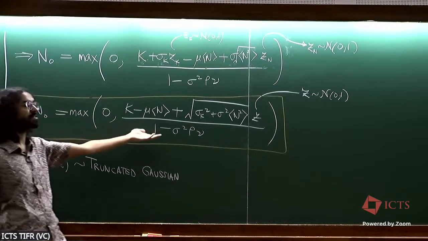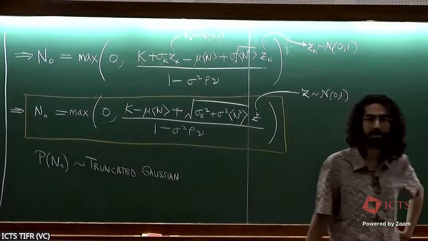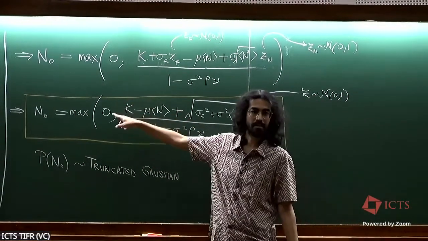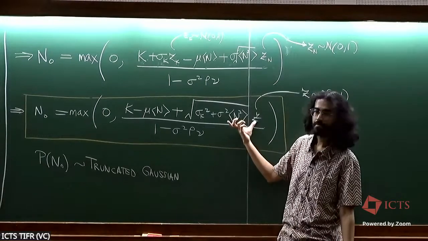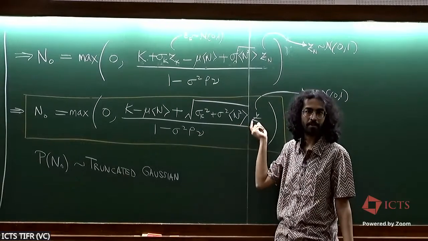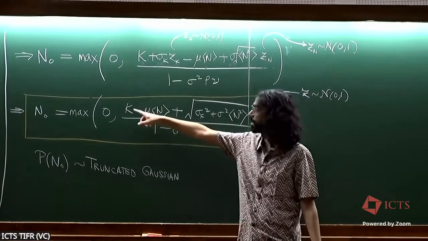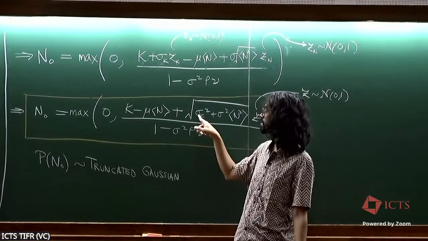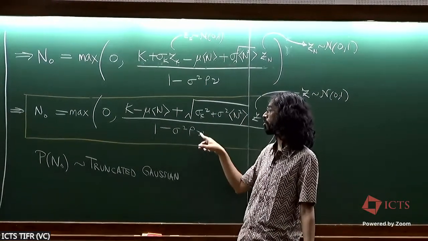If N0 was just this, what would be the distribution of N0, of the abundance of this cavity species? Gaussian, right? Why? Because that's just a constant, that's just like the mean. That's this part. This gives you the standard deviation of that Gaussian. This is just a Gaussian random variable. So this bit is just saying that n0 is a Gaussian random variable with a mean (k minus mu n) over (1 minus sigma squared rho nu), and a variance of (sigma_k squared plus sigma squared mean of n squared) over (1 minus sigma squared rho nu) whole squared.